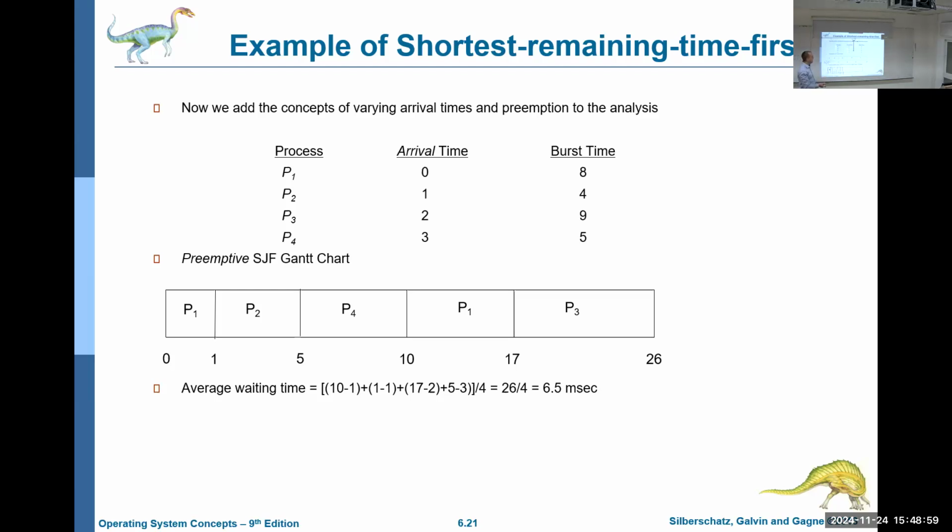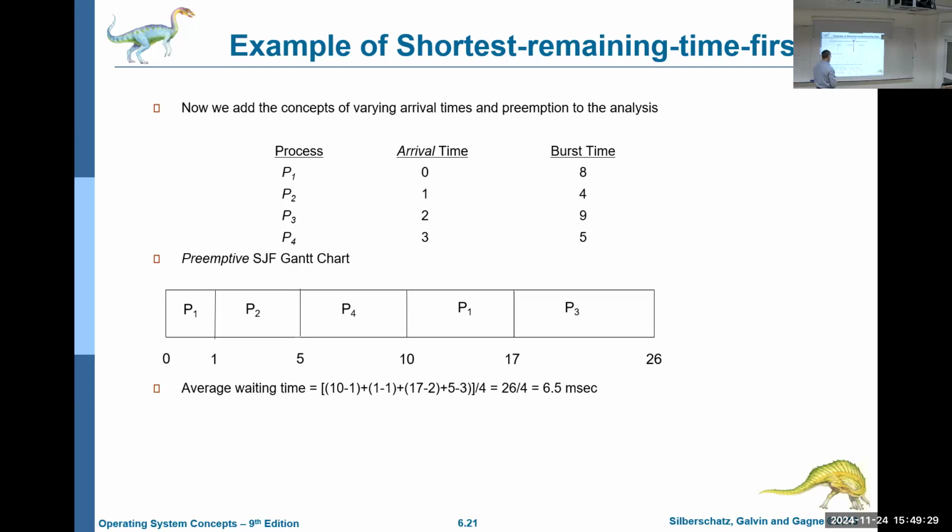Who are we going to put at 8? Everybody's arrived. So who are we going to put in? I say P2. So P2, and he's going to go for 4, so that's 12. And then we're going to put in P4, and he's going to go for 5, so that's 17. And then P3.